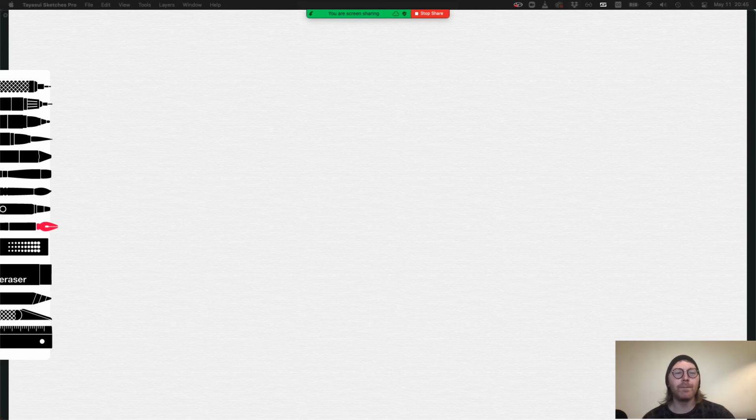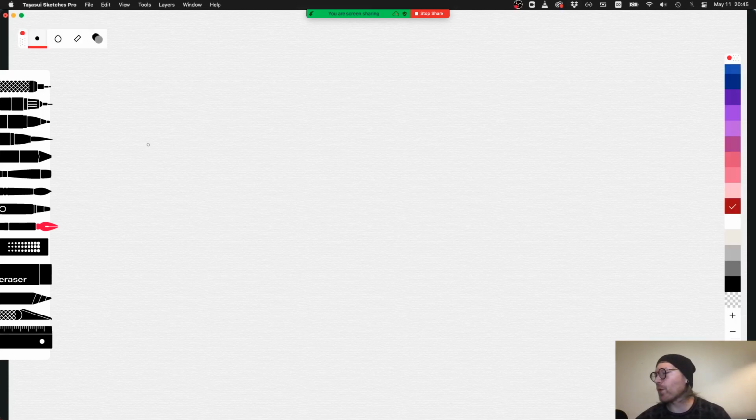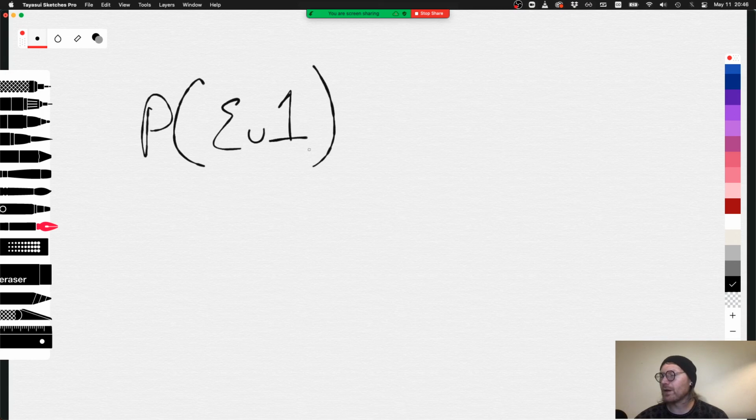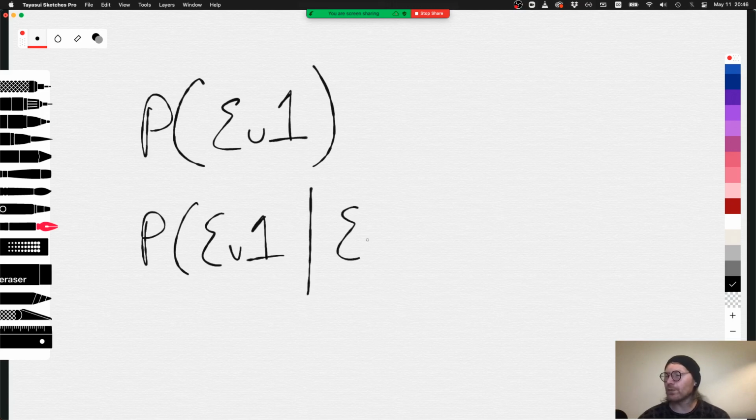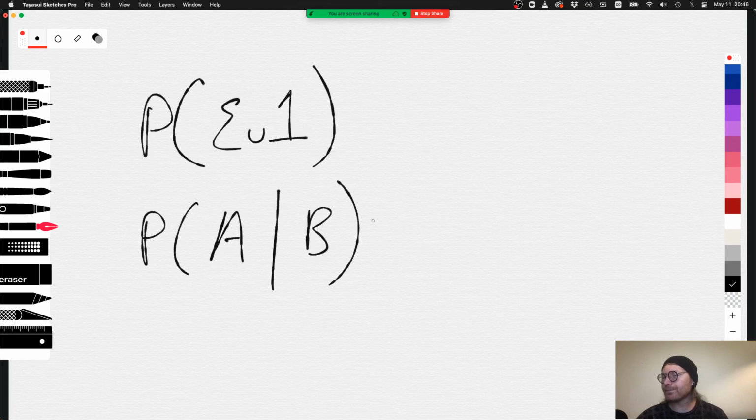So we've talked a lot about probability, right? We've talked a lot about this kind of question where we have the probability of some event. Okay, so probability of event 1. Let's call this event 1. What we haven't really talked about is the probability of event 1 given event 2. And for simplicity, we'll often do this, the probability of A given B. So this is a different kind of question.